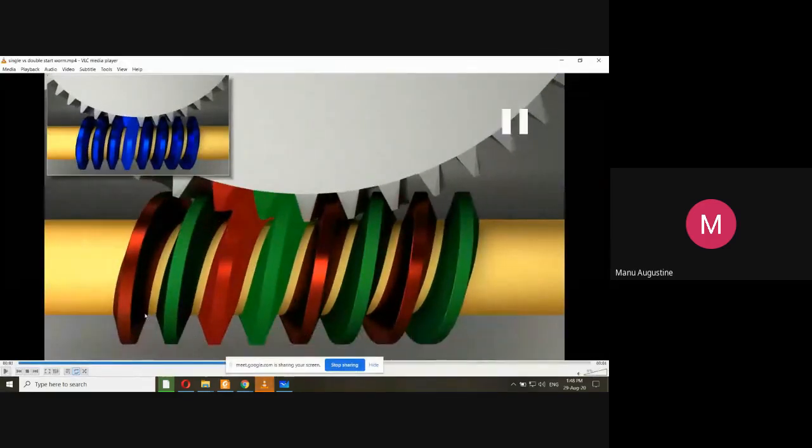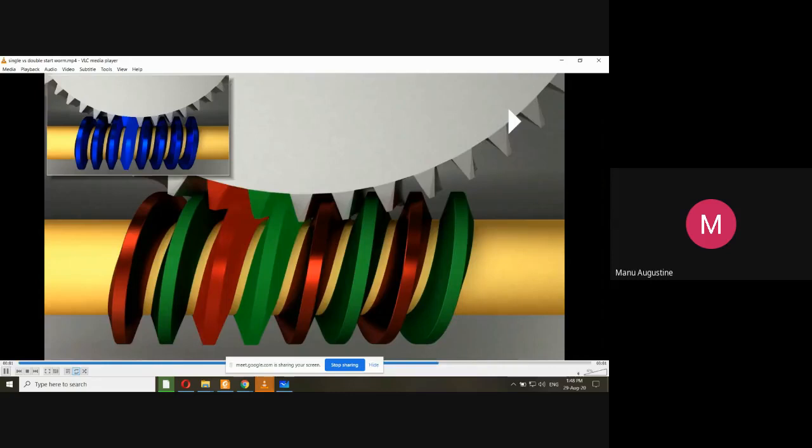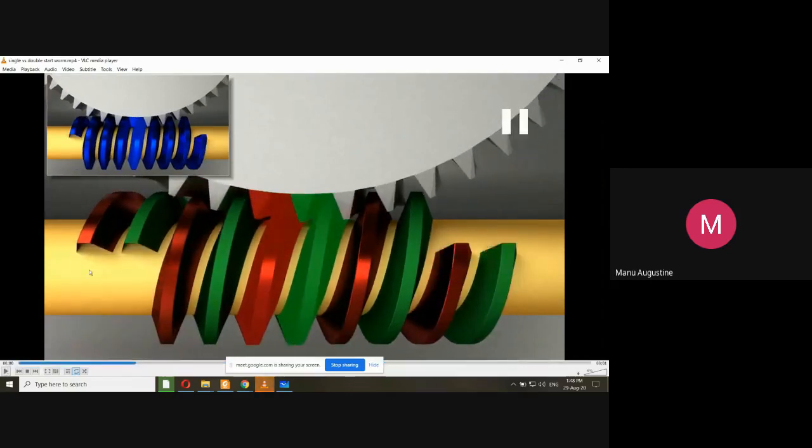I will just pause it and now look at it. See, now in this particular thread, there are two starts, or it is a double start thread. Let me show it. Yeah, see. The red one is one thread. So you see this red one is going like this, coming out, then going like this, coming out, then going like this. And parallel to it, the green thread is coming out, going like this, like this. It is spiraling out.